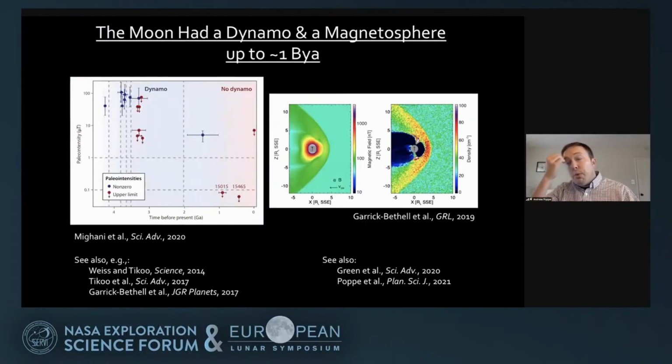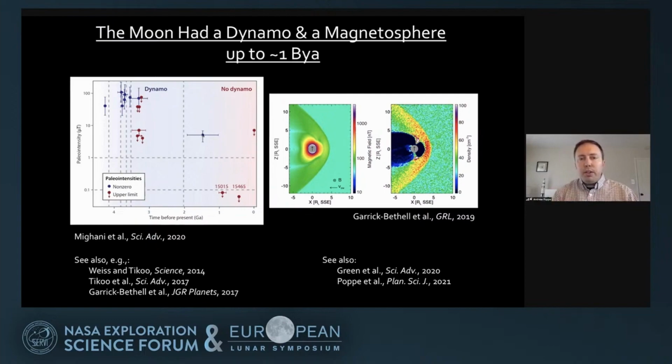So we know through a nice body of research that the moon had a dynamo, and that dynamo existed up to approximately 1 billion years ago. So for almost three-quarters of the moon's life, it had some sort of dynamo and global magnetic field. The figure on the left is from a recent paper by Mighani et al. 2020. What they generally show is that the dynamo existed in a very high field epoch, tens to 100 microtesla. That's on the order of the Earth's field. And that was early in the moon's lifetime, about 4 billion to 3.5 billion years ago.